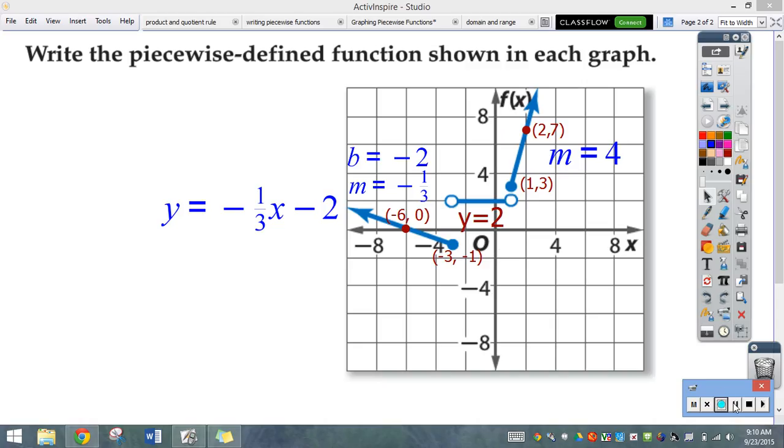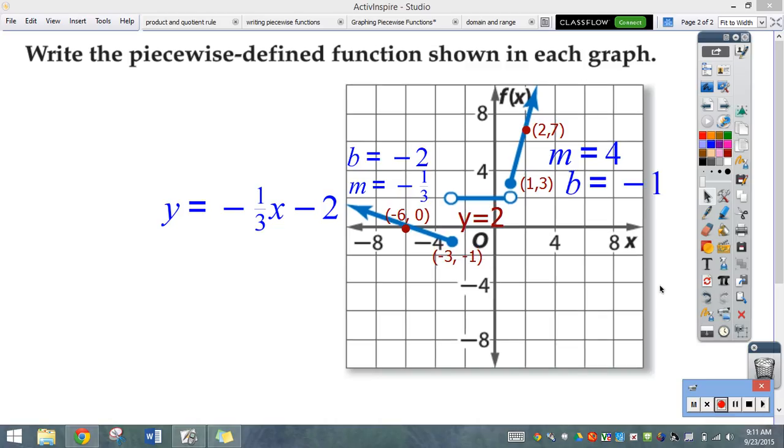So that means my b value is negative 1. And so from there, it's pretty simple to create your equation. Just plug in m and b into y equals mx plus b. And so your result would be y equals 4x minus 1. And so that would be the equation of this right piece here.